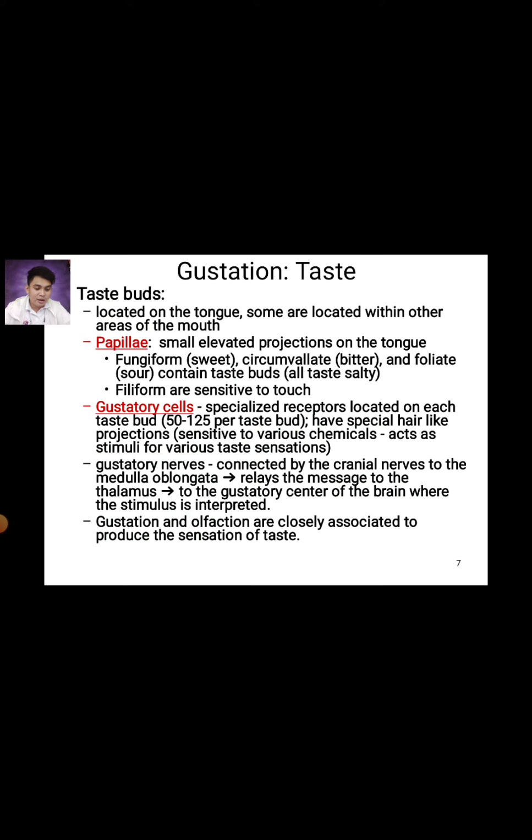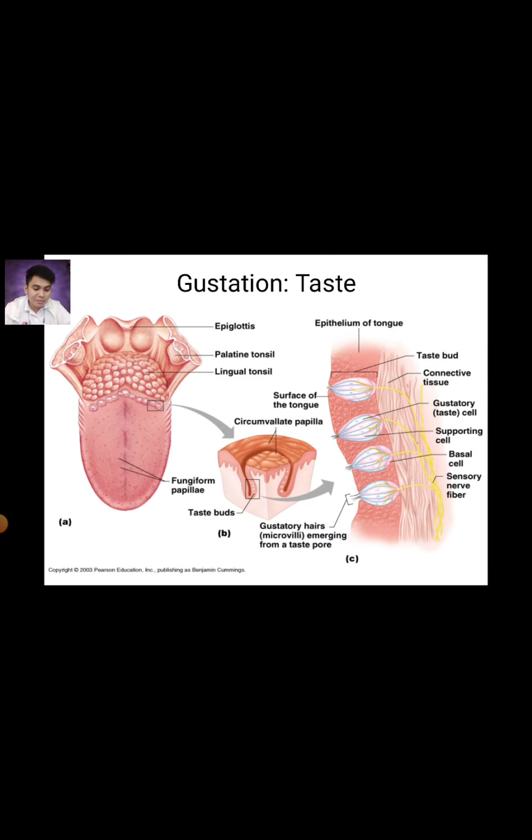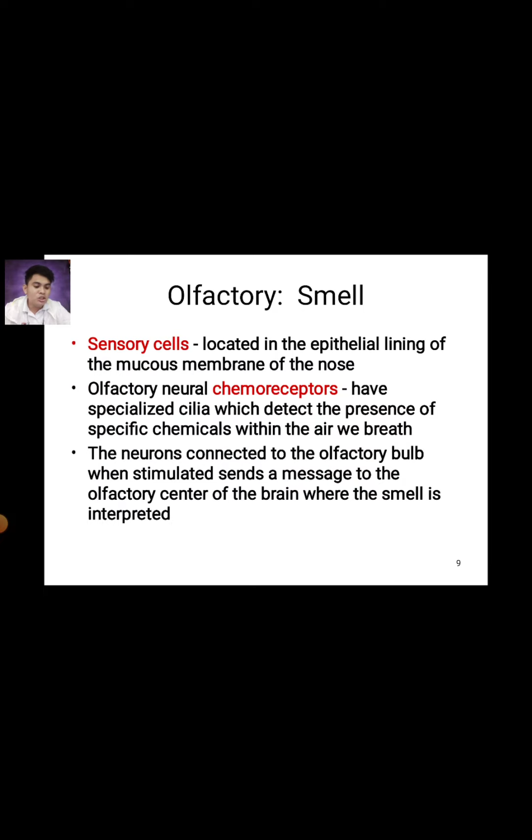Let us go to the image of gustation. Yan po. Ang ating dila. Yan po yung image ng ating dila. And let's go to the olfactory, which is smell. Sensory cells located in the epithelial lining of mucous membrane of the nose.